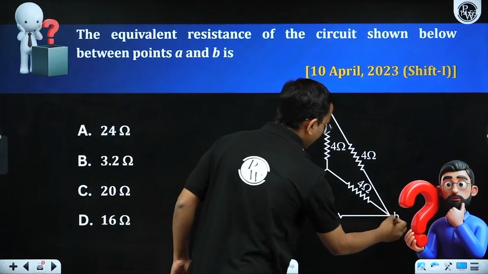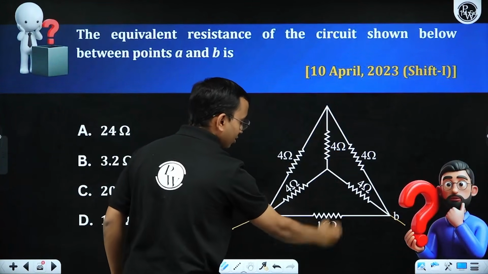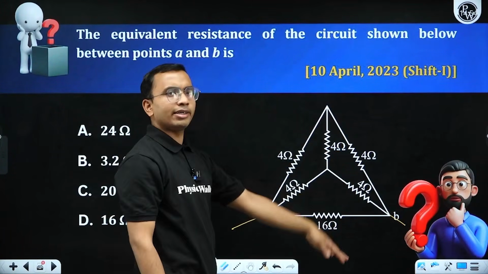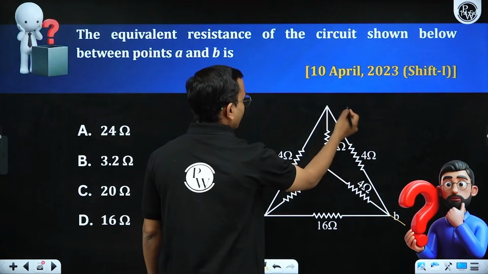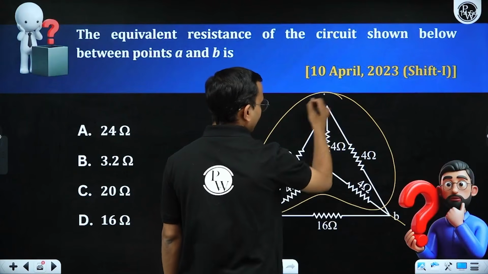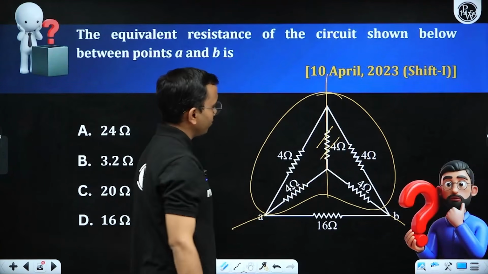Between points A and B, the circuit is symmetric about this point. You may say, sir, but this 16 ohm is coming between. You can take 8 and 8, one of the way. Or what you can do is just solve the upper circuit. This is the symmetricity. This 4 will be removed.